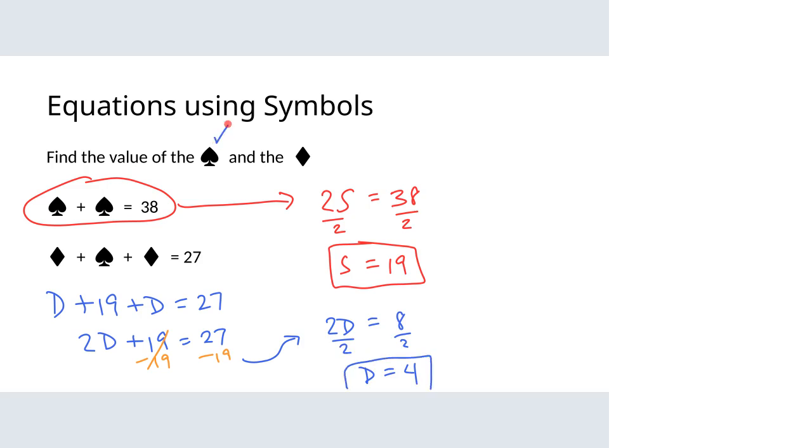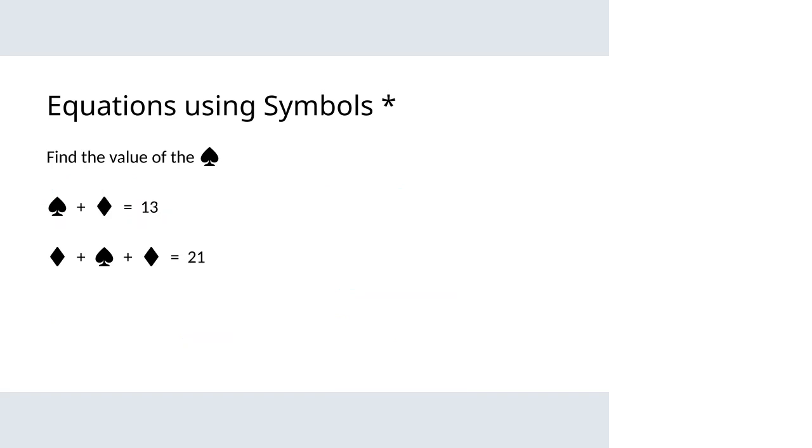We wanted to find the value of the spade and the diamond, and we have those. You can plug them back in to check to make sure. Are there any questions about what we did there before I have you try one that's similar? I think these are fun because they just look so strange. You may or may not agree with me. Okay, find the value of the spade. I'm going to set up a poll for this and have you solve it.